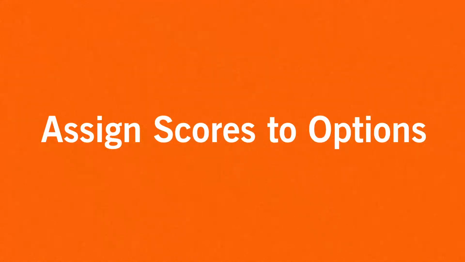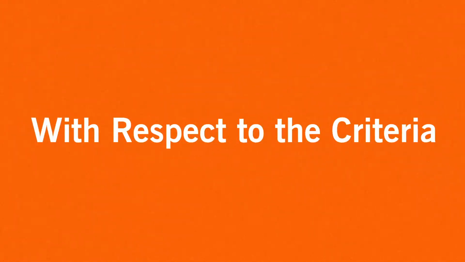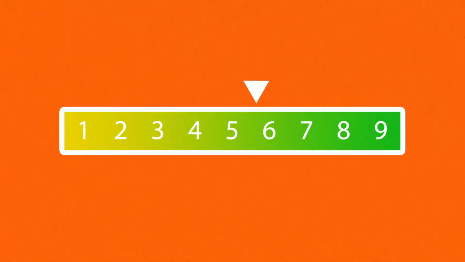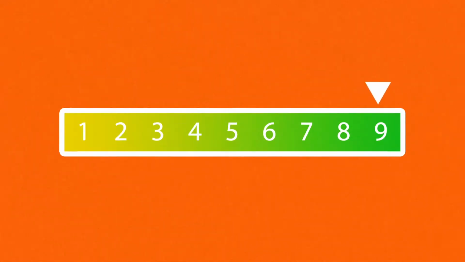First, you need a scale to assign scores to options with respect to the criteria. We can use a 1 to 9 scale. If an option is extremely satisfying to you with regard to one of the criteria, it receives a score of 9. And if it is extremely dissatisfactory, it receives a score of 1.